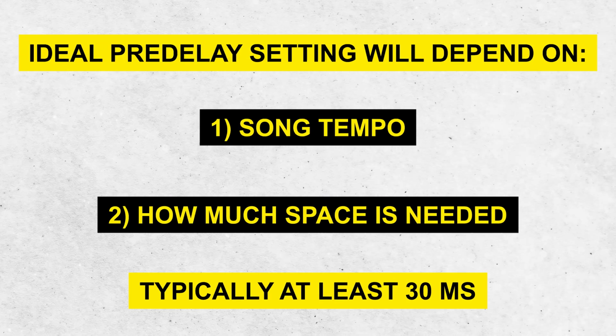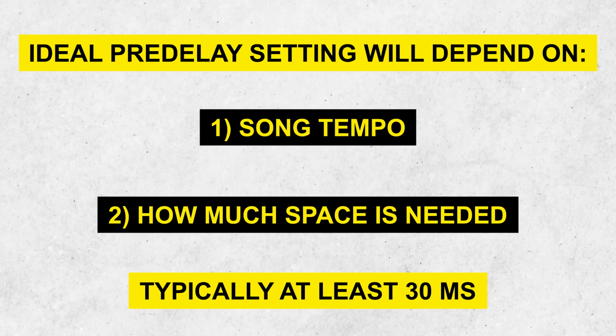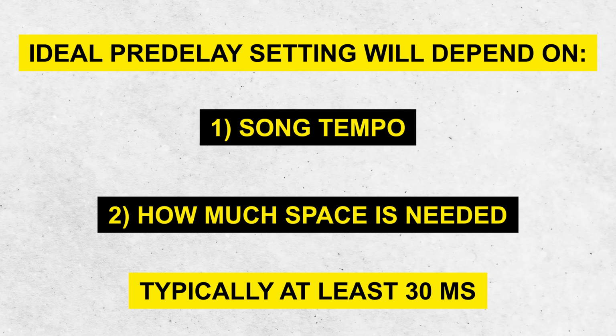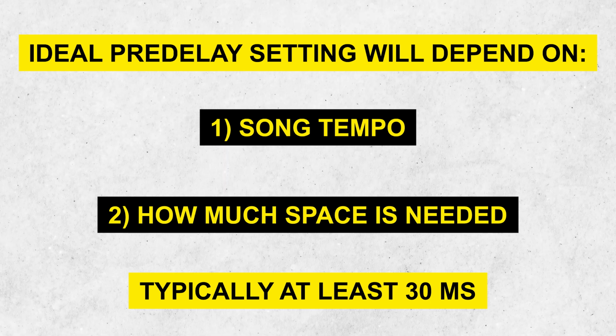In order to use the right amount of pre-delay, we could do some manual calculations, but I'd personally recommend using a reverb time calculator, which you can find for free online, and I'll link to one down in the description below for you to use on your next mix. Typically, this pre-delay setting is at least 30 milliseconds, but it could be more or less depending on the tempo of your song and how much pre-delay is needed to deliver an upfront vocal sound.